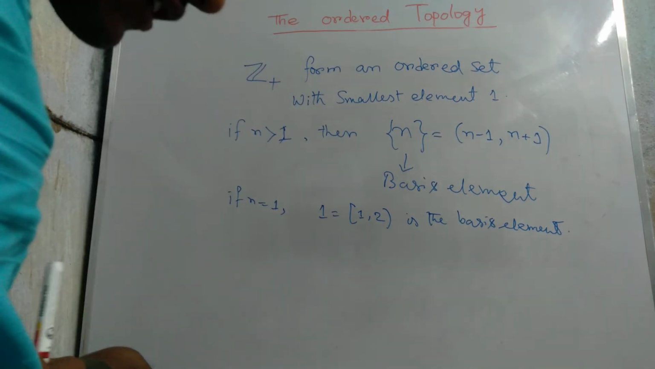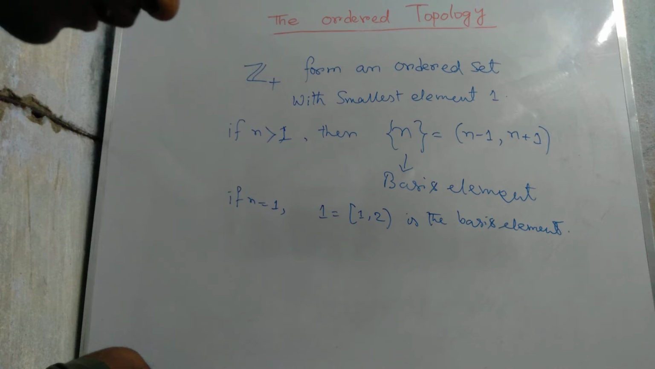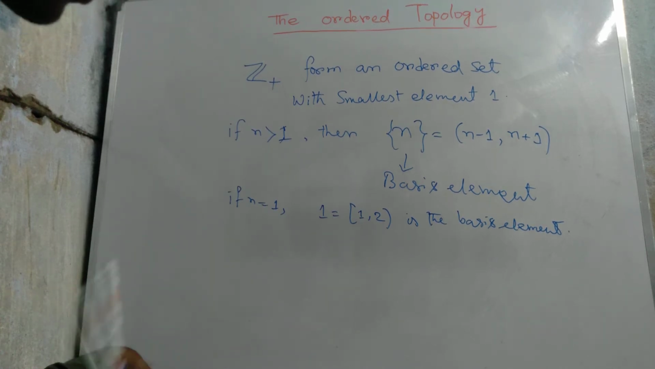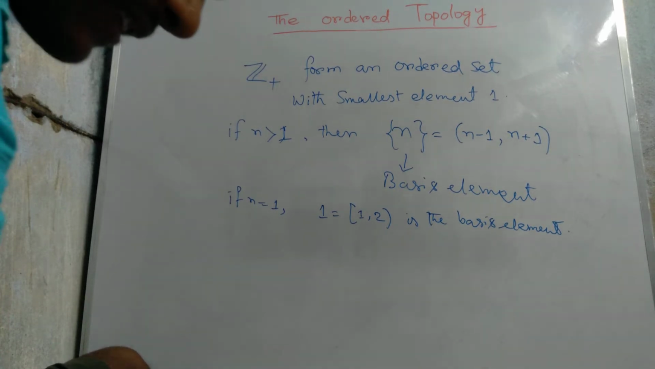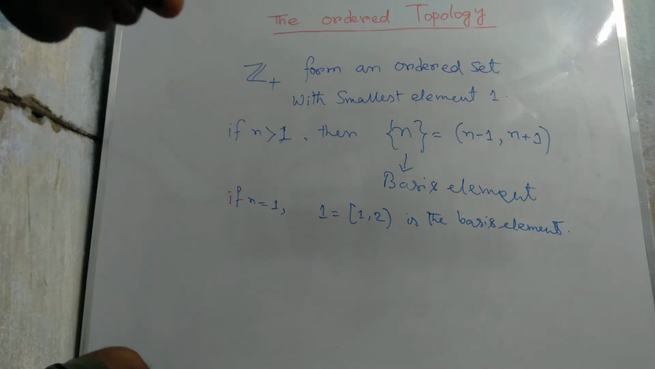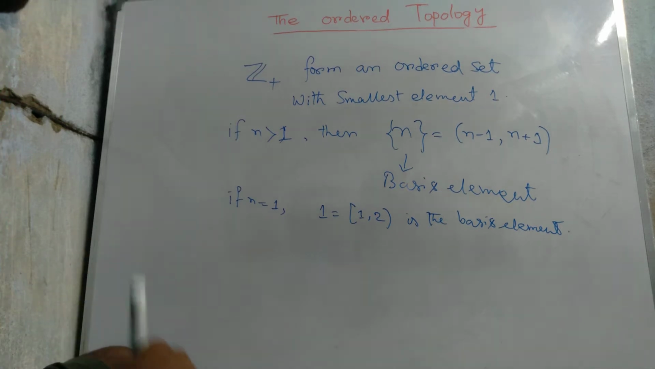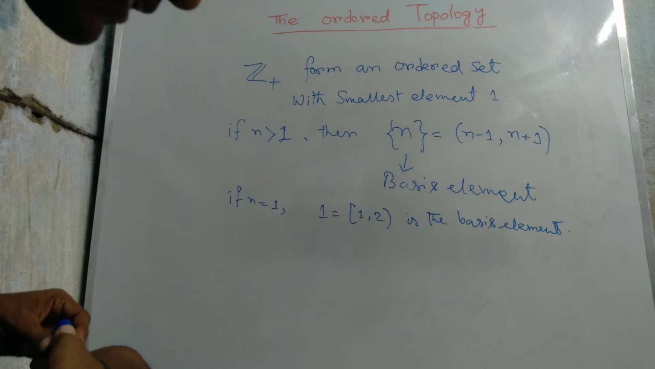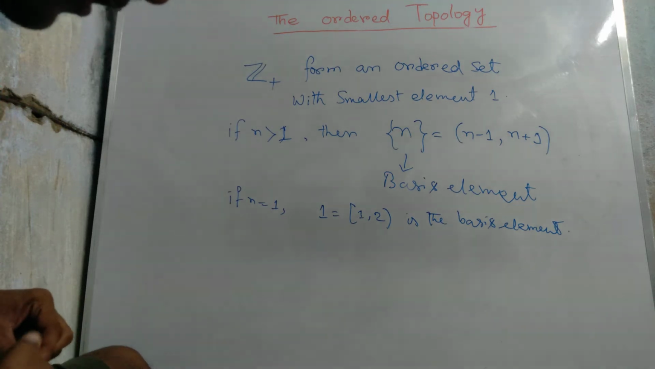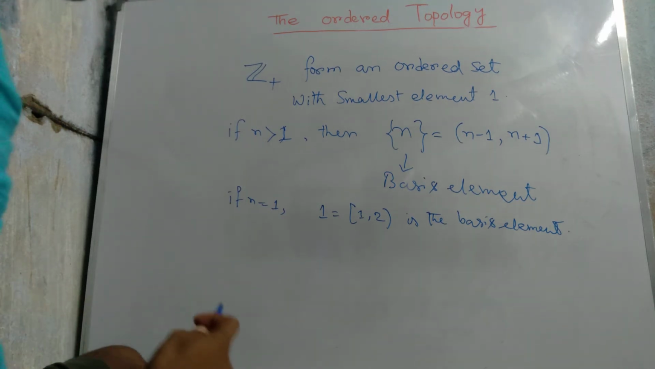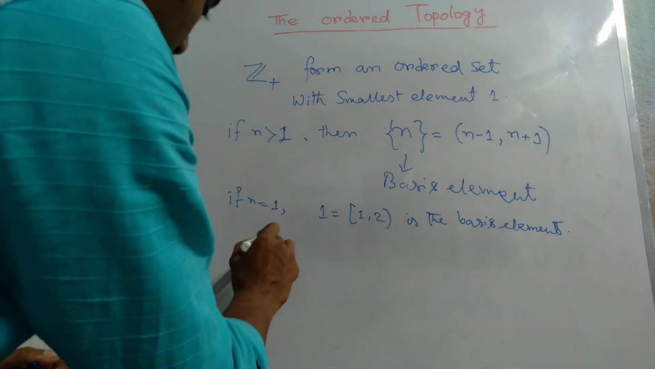Also we construct some 1-point sets. Then these 1-point sets are the basis elements for Z plus, and this basis forms an order topology, and this one is the discrete topology. The order topology on Z plus is the discrete topology.